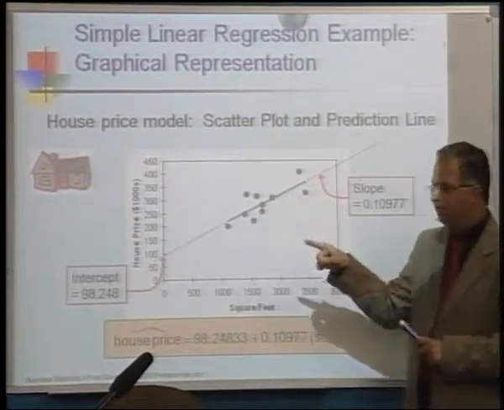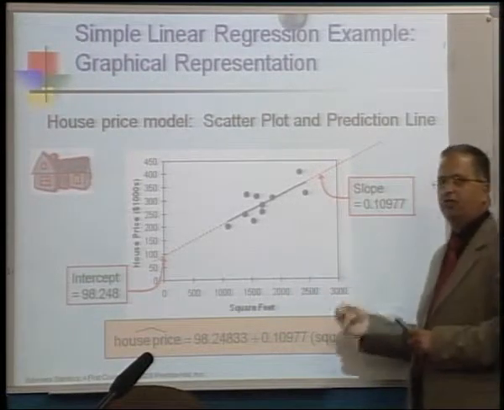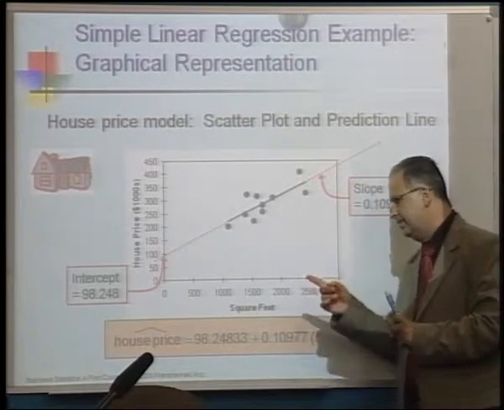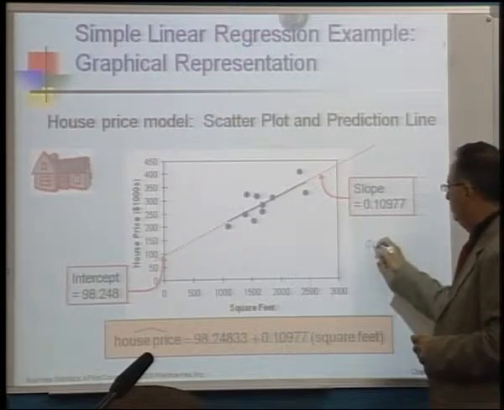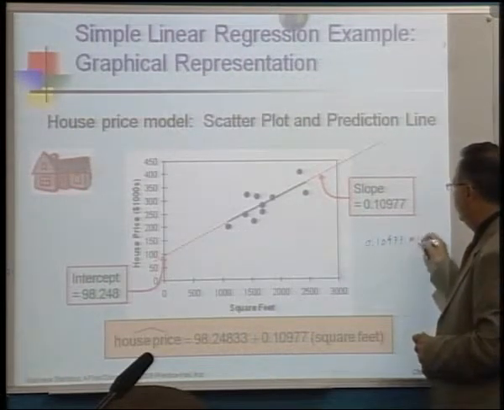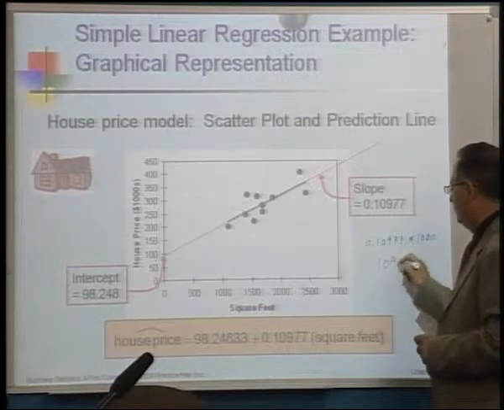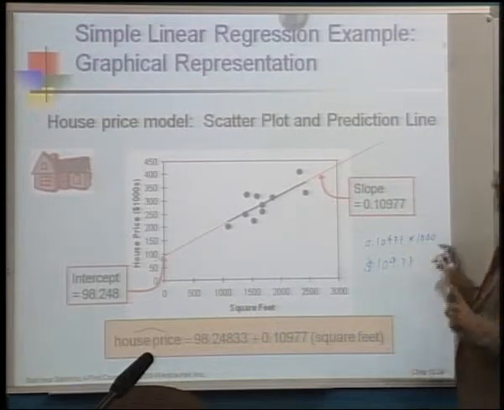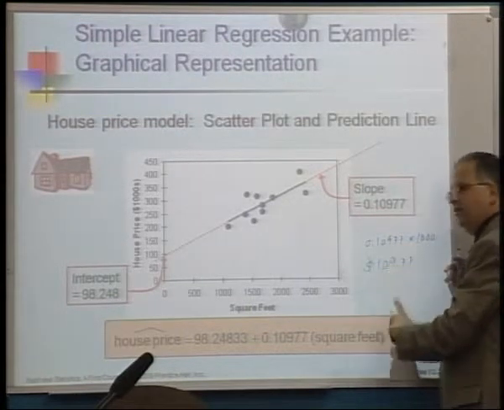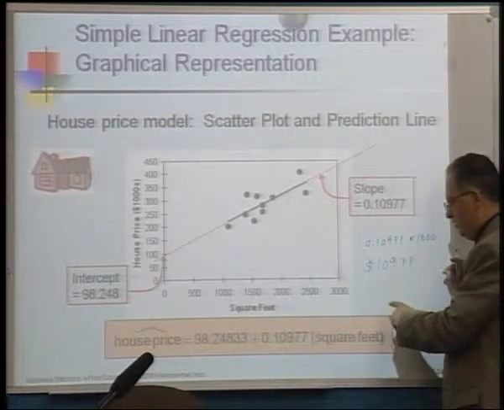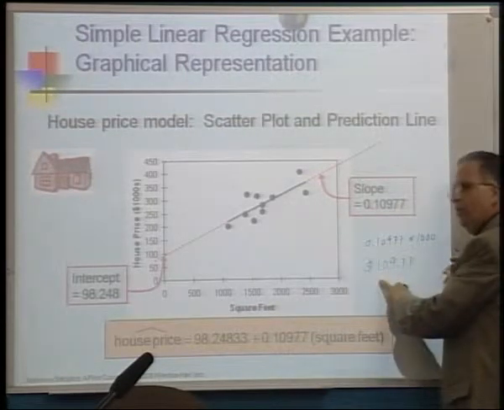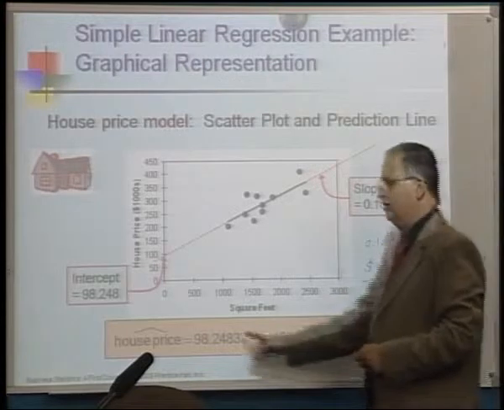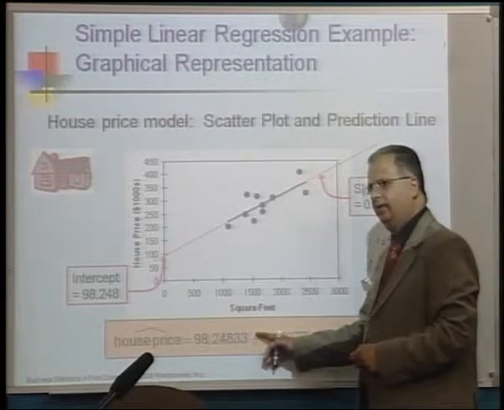in $1,000 for y. So as the size of the house increases by 1 unit, by 1 square foot, its selling price increases by this amount, 0.10977, which should be multiplied by 1,000, so around $109.77. That means an extra 1 square foot of size for the house costs you around $100 or $110. So that's the meaning of B0, B1, and the sign of the slope.